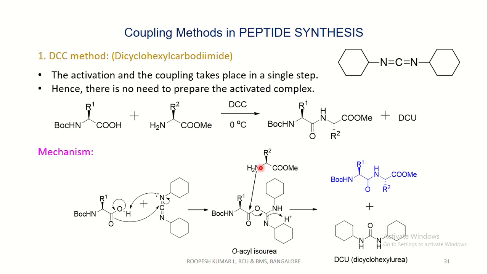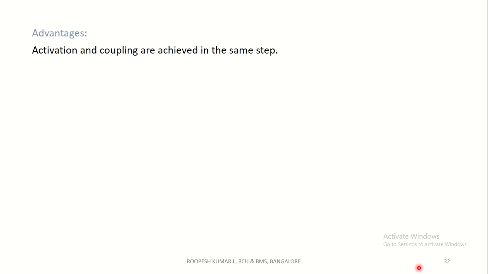To this intermediate, if you add a C-protected amino acid, the lone pair on nitrogen comes and attacks the carbonyl carbon, and the bond shifts to form a C double bond O, and this takes up a proton to give a dipeptide with the formation of DCU. DCU is dicyclohexyl urea. It is a simple reaction. Coming to the advantages, as I said before, activation and coupling are achieved in the same step and there is no need to activate the carboxylic acid.